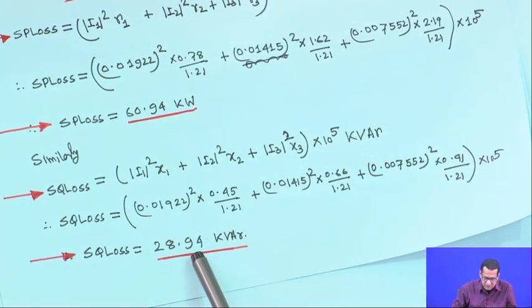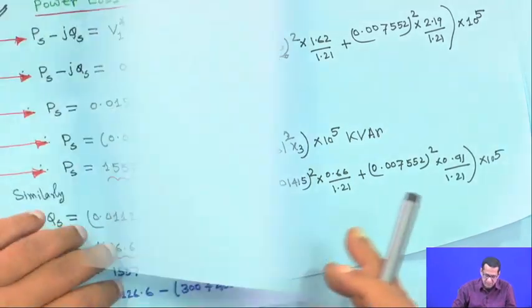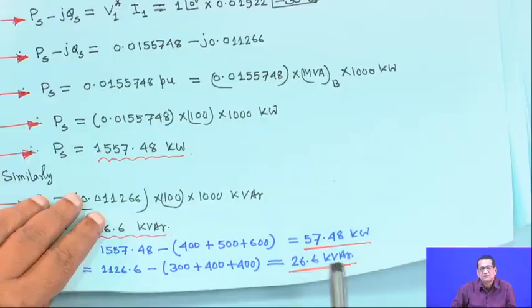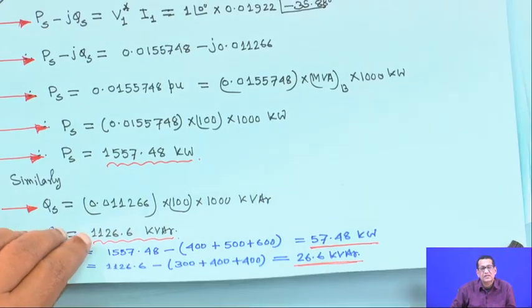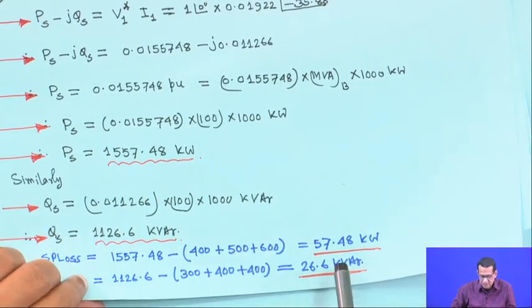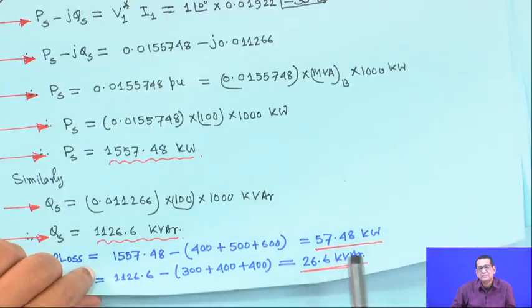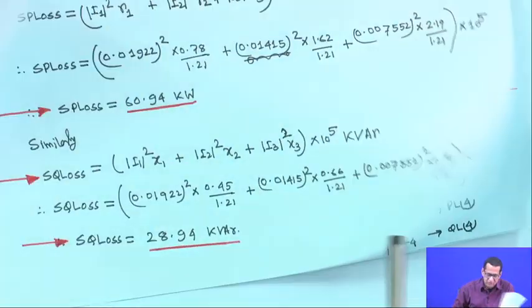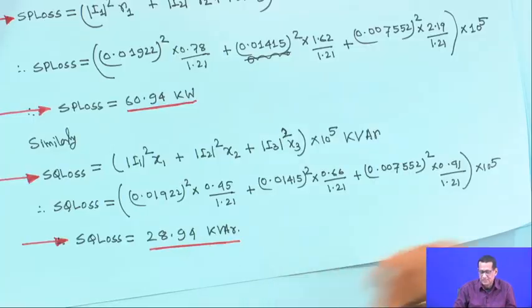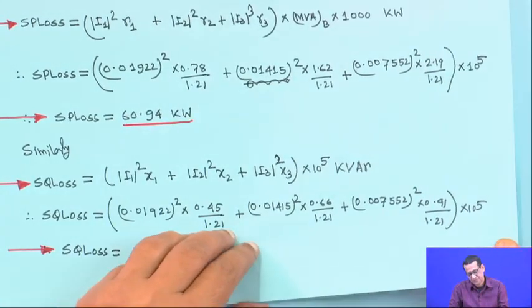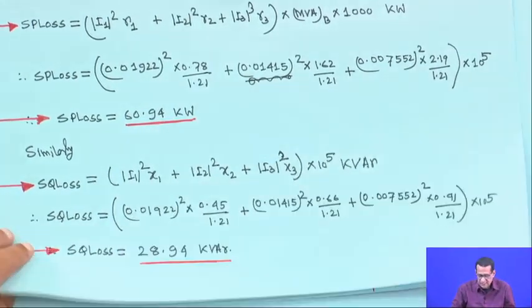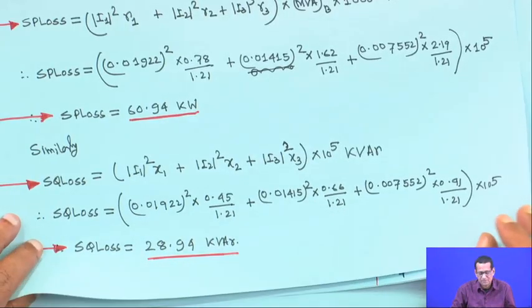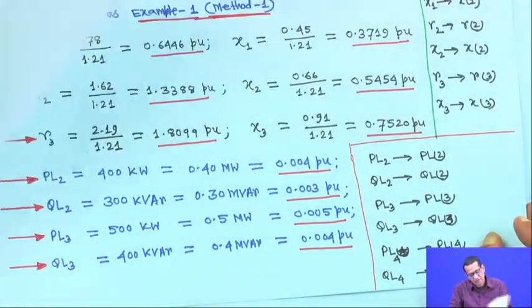So, total Q loss is 28.94 kilowatt, but here it is 26.6 kilowatt. A slight difference is there because the solution has not yet converged. That is the reason for this difference using this method. I suggest you do the third iteration, you will find these two will be very close, and finally the solution will converge. So, this is the calculation for method 1, load flow.